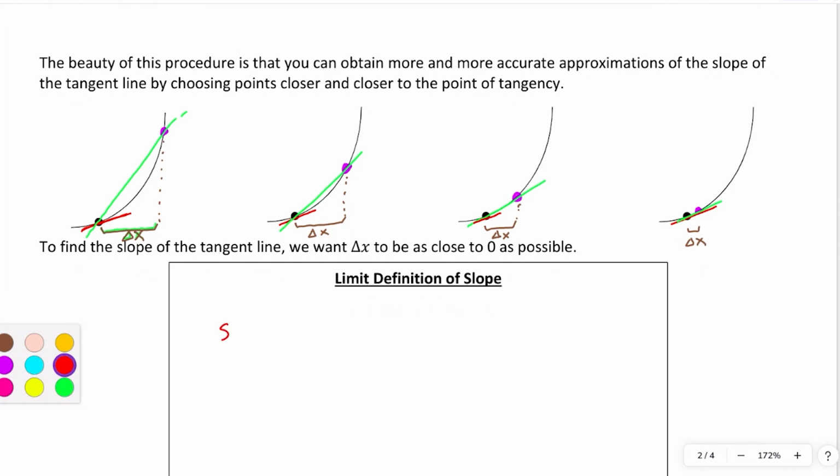So slope will equal the limit as delta x approaches 0, right? We want to get that delta x to be as small as possible in that slope formula. Okay, I'm going to put x here instead of c because you could call that c, but I want this slope formula to work at any point rather than a specific point. I'll come back to that idea in just a second here. But we've got the f of x plus delta x minus f of x all over delta x.